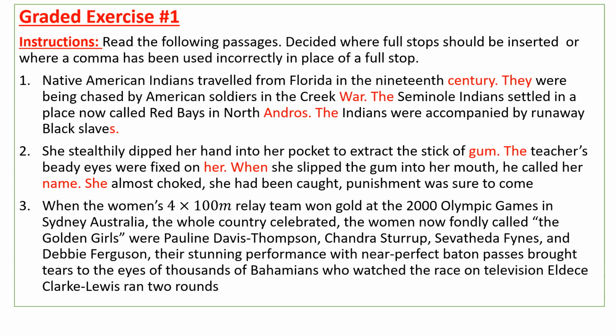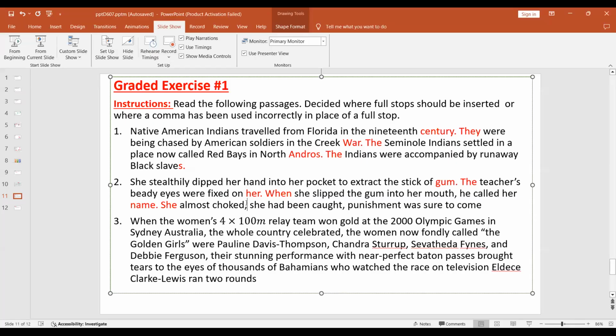And then you changed it into capital letters at the beginning of the sentence. Very good. She almost choked, period. Capital S. She had been caught, period. Punishment was sure to come. All right. Boom. So that's how we're supposed to correct that.